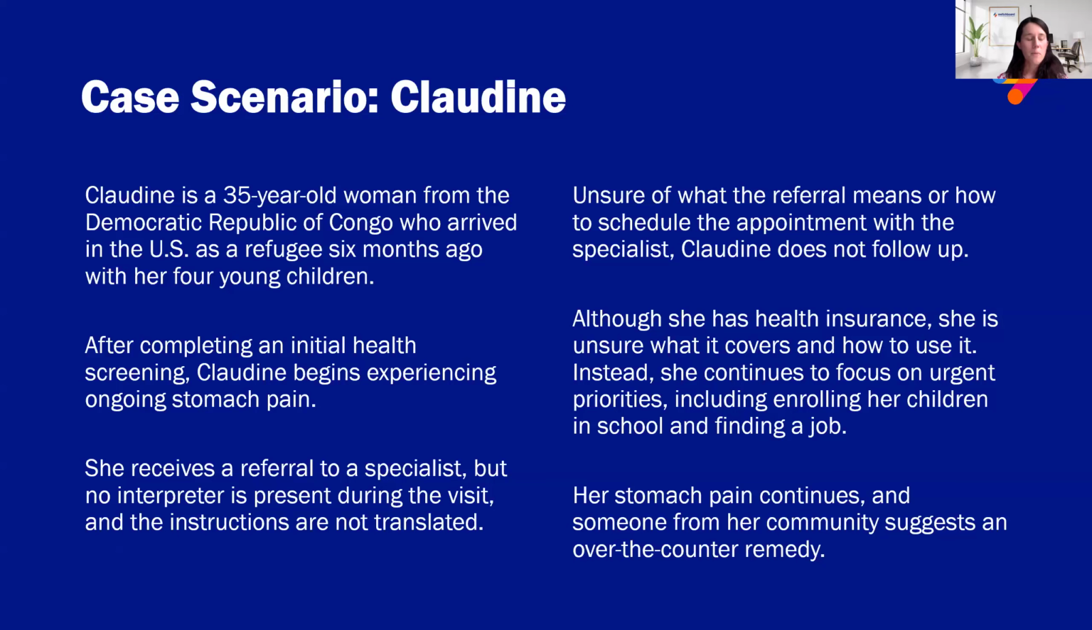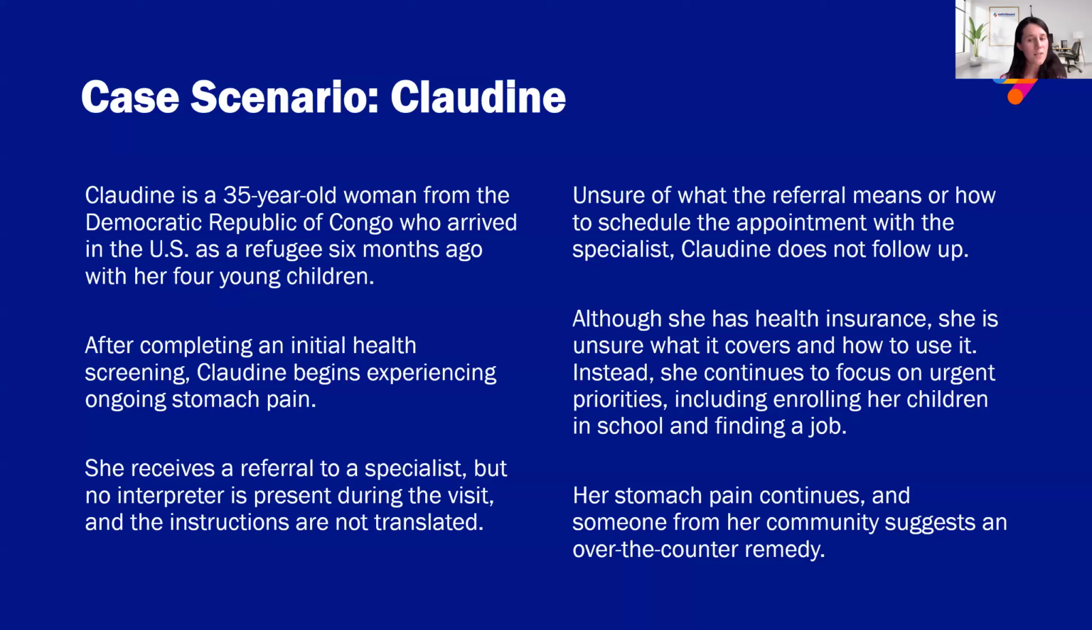Claudine is a 35-year-old woman from the Democratic Republic of the Congo. She arrived in the US as a refugee 6 months ago, and she has 4 young children. After completing an initial health screening, Claudine begins experiencing ongoing stomach pain. She receives a referral to a specialist, but no interpreter is present during the visit, and the instructions are not translated. Unsure of what the referral means or how to schedule the appointment with the specialist, Claudine does not follow up. Although she has health insurance, she's unsure what it covers and how to use it.